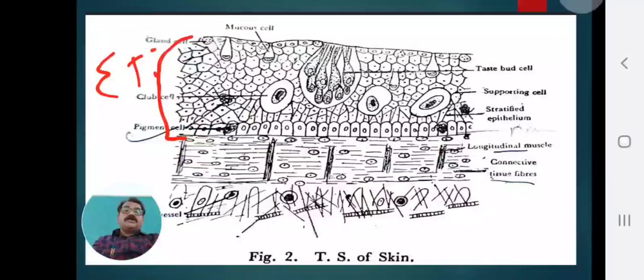This layer is called the epidermis. Yes, this epidermis is the multi-cell layer. The second layer is the dermis. This dermis is made up of two cell layers.